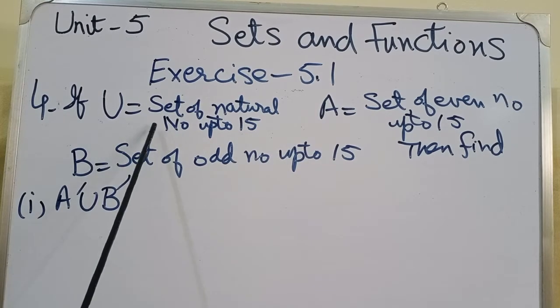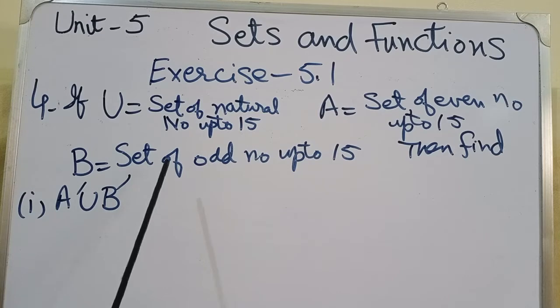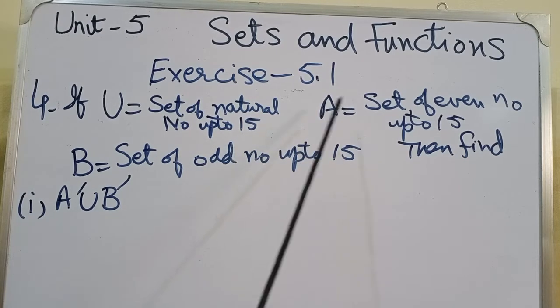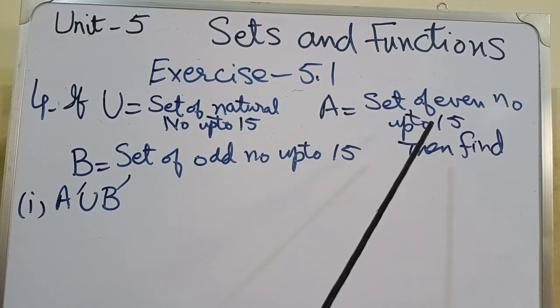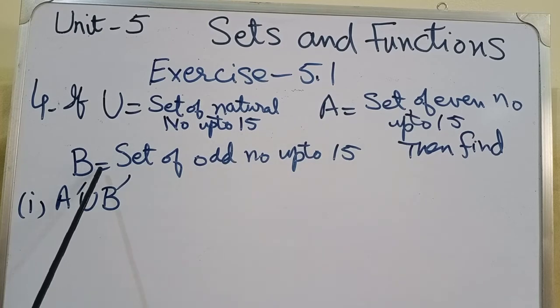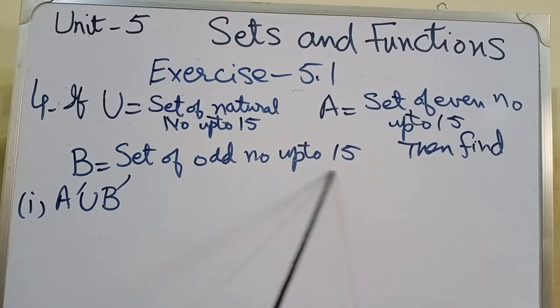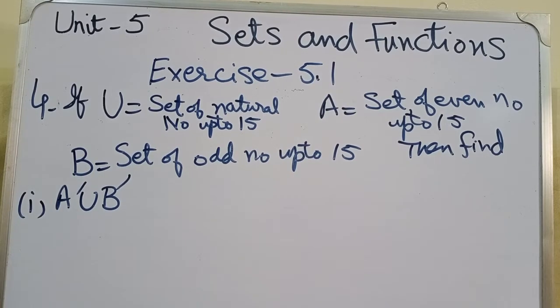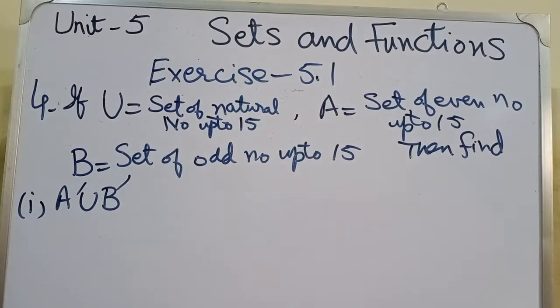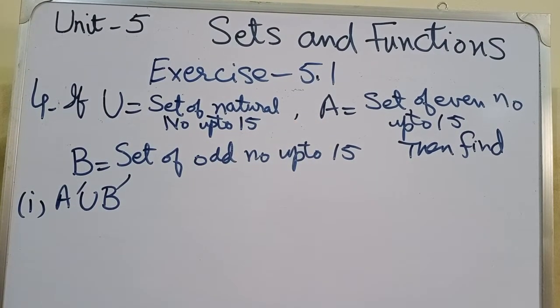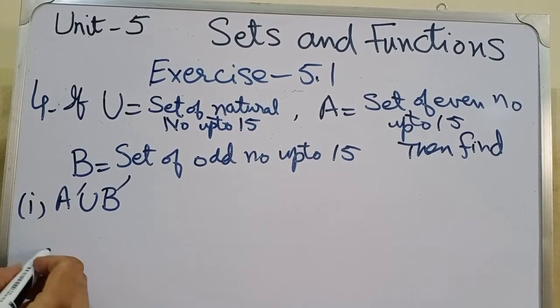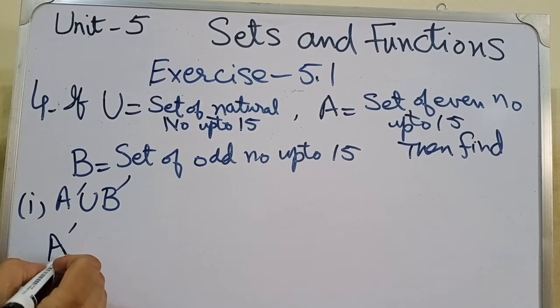Universal set is equal to set of natural numbers up to 15. Set A is set of even numbers up to 15 and set B is equal to set of odd numbers up to 15. Then find A complement union B complement. First for this solution, for this part, we must have A complement.